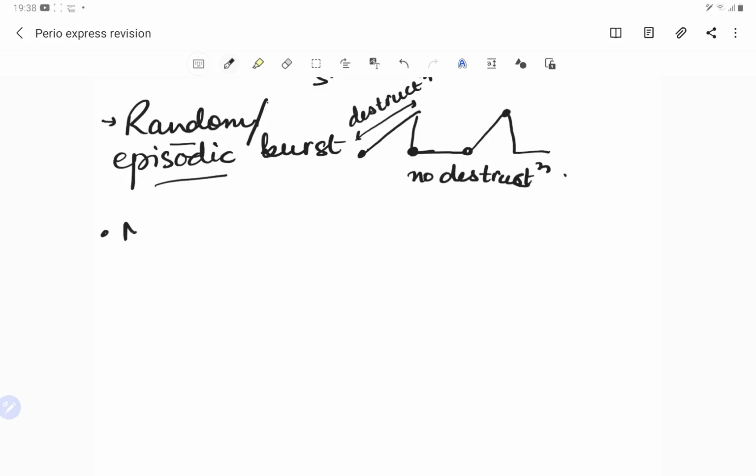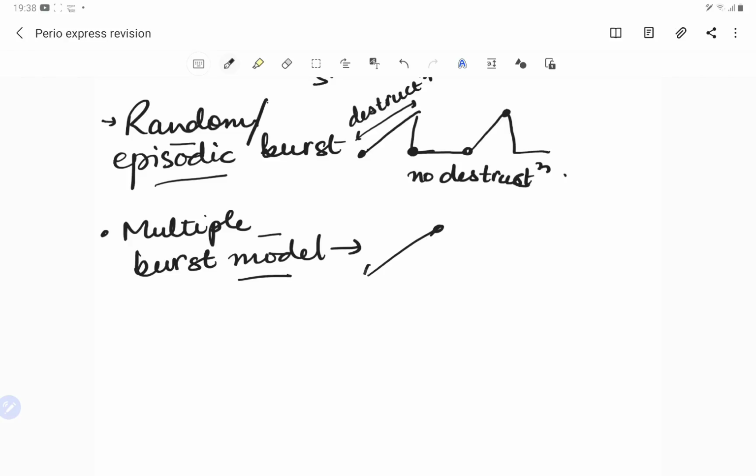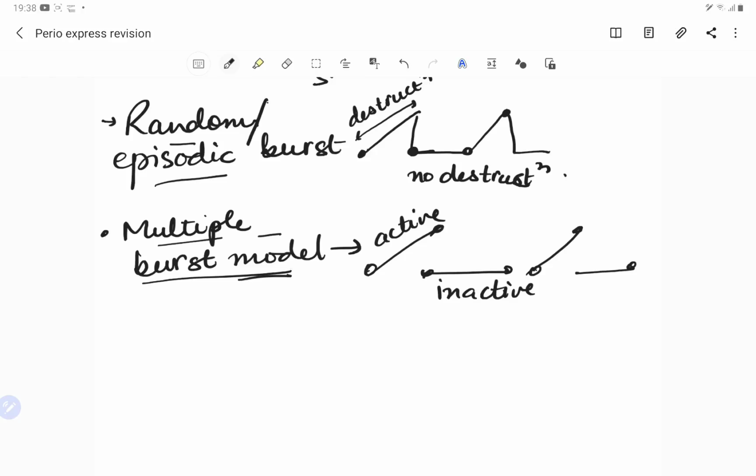Then comes the multiple burst model. The multiple burst model says that the disease occurs in bursts, with multiple periods of destruction and then multiple periods of inactivity. So multiple periods of active, then multiple periods of inactive, then multiple periods of active, and like that, multiple periods of inactive. So this is the multiple burst model. These are the models of disease progression. Now always remember that periodontitis is age associated, it is not age related.